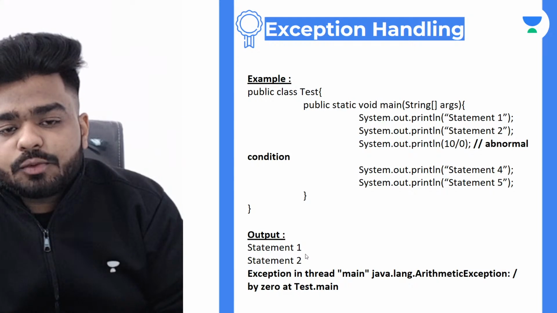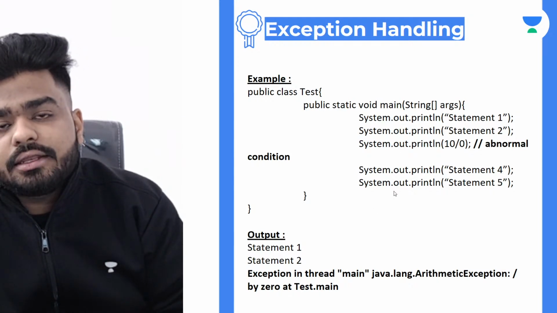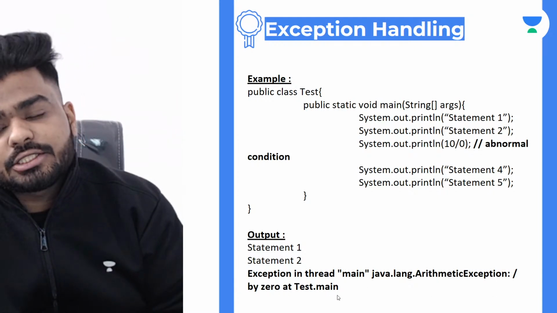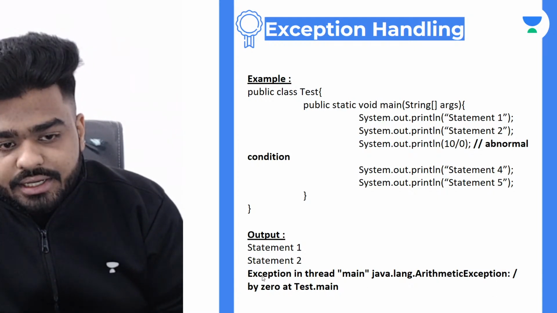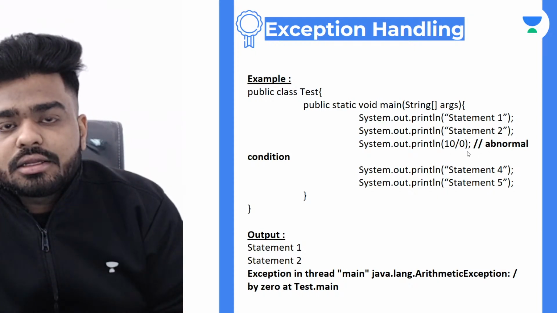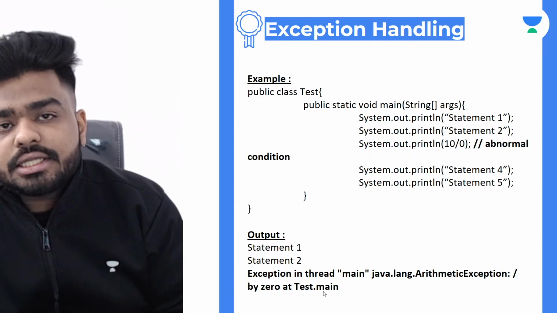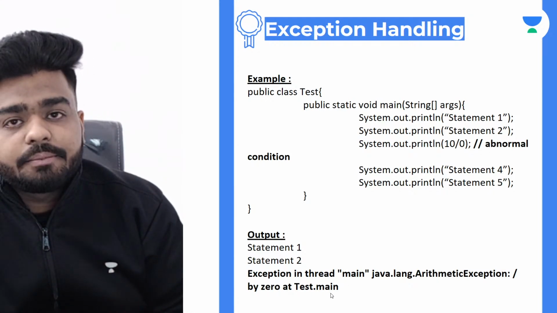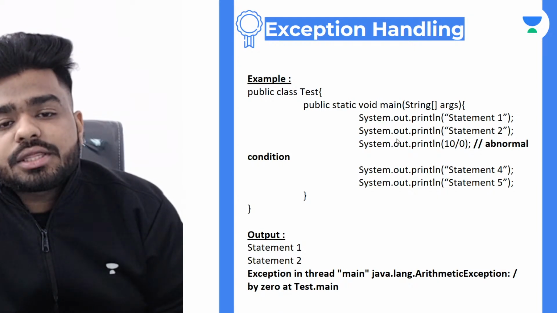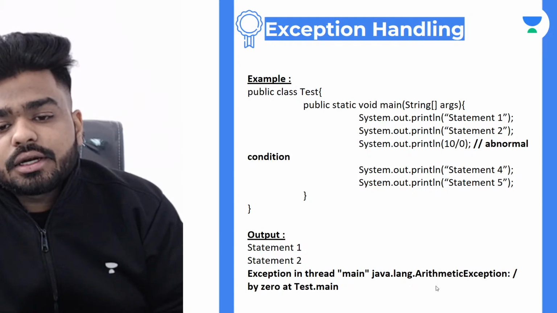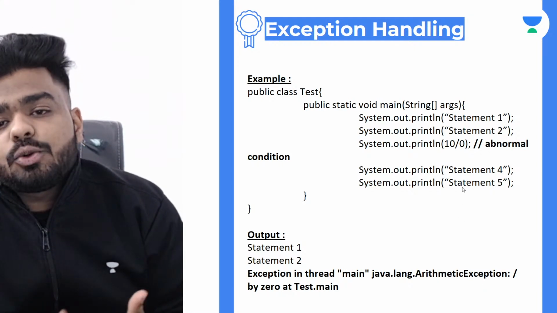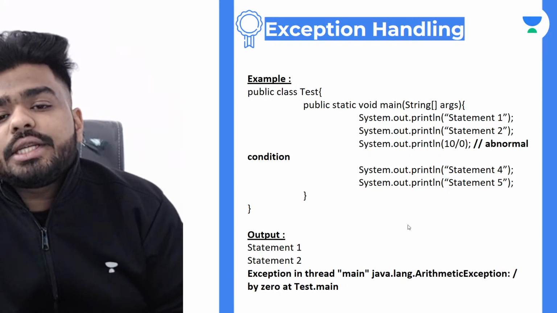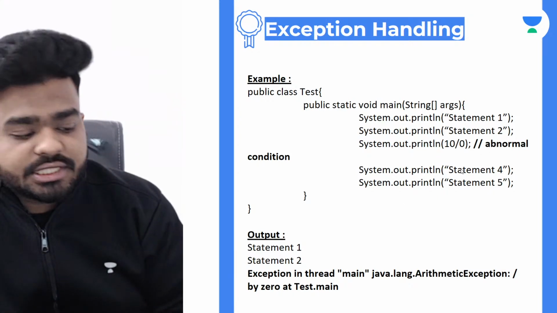So what is happening here? Statement 1 is getting printed, statement 2 is getting printed, and in the third line it is just printing: exception in thread main java.lang.ArithmeticException: / by zero at Test.main. Have I printed this thing here? No, right? I was expecting infinity, but the JVM does not understand infinity, so it threw an error message saying there is an exception in this line, and this exception is called ArithmeticException because I do not know what division by zero is. So the JVM is saying that I do not know what division by 0 is. You need to handle this, then only I'll be able to execute statement 4 and statement 5.